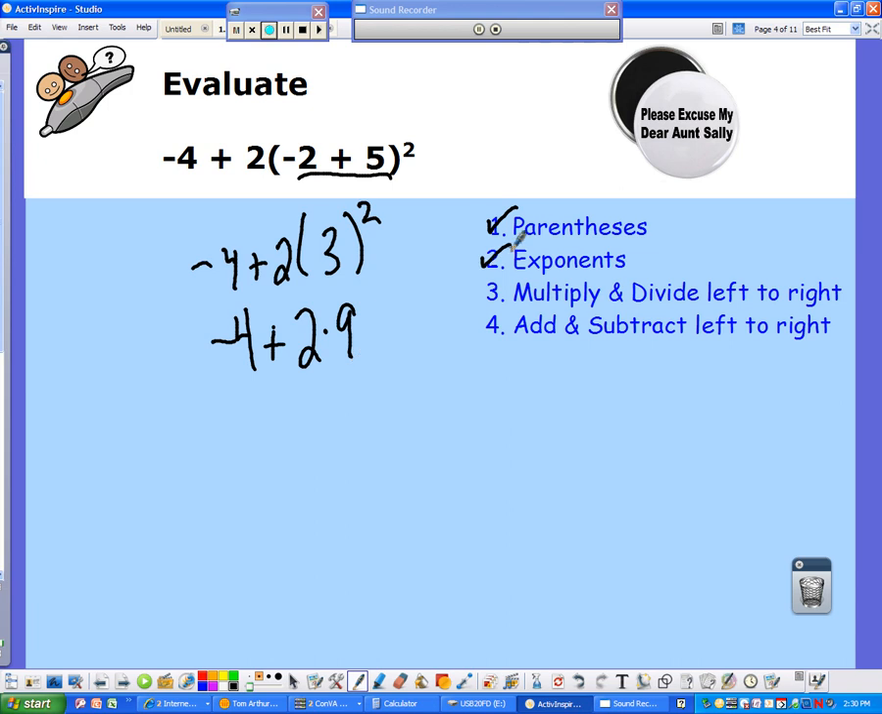Okay. The next step is to multiply or divide, and you do this left to right. So we're going to take care of the 2 times 9, which is negative 4 plus 18, and then we can take care of our adding and subtracting. So negative 4 plus 18 would give us 14.